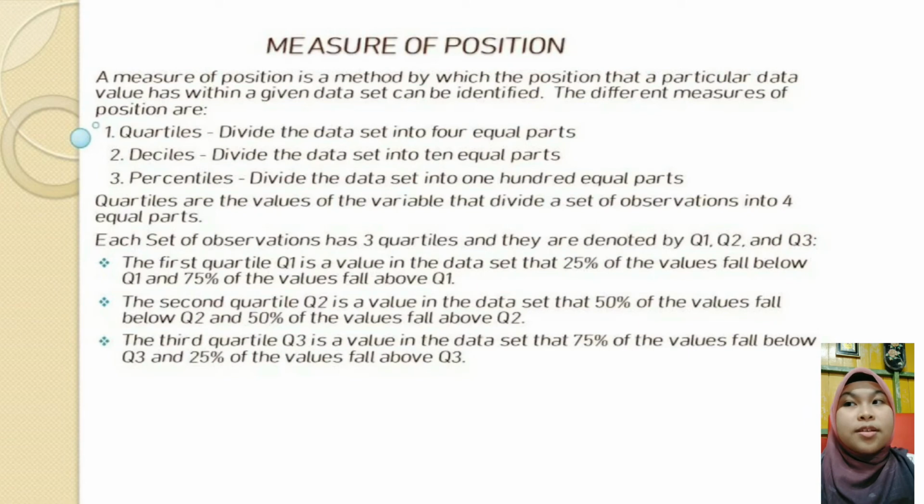A measure of position is a method by which the position that a particular data value has within a given dataset can be identified. The different measures of position are: 1. Quartiles, divide the data set into 4 equal parts. 2. Deciles, divide the data set into 10 equal parts. 3. Percentiles, divide the data set into 100 equal parts. Quartiles are the values of the variable that divide a set of observations into 4 equal parts. Each set of observations has 3 quartiles and they are denoted by Q1, Q2, and Q3.